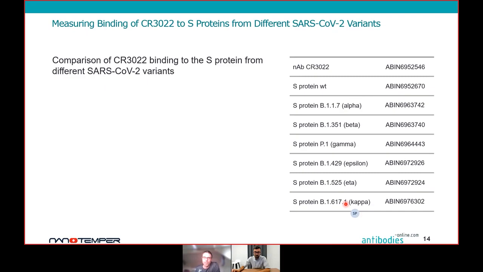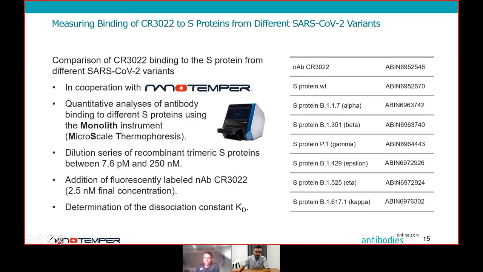So for the measurements, we teamed up with NanoTemper Technologies, and Andreas will show you on the next slides whether our hypothesis regarding binding of different S protein variants by antibody CR3022 held true. Here you go, Andreas. Yeah, thank you, Stefan. Our aim at NanoTemper was to really quantify the strength of the interaction between this CR3022 antibody and these 7 S protein variants that we received.